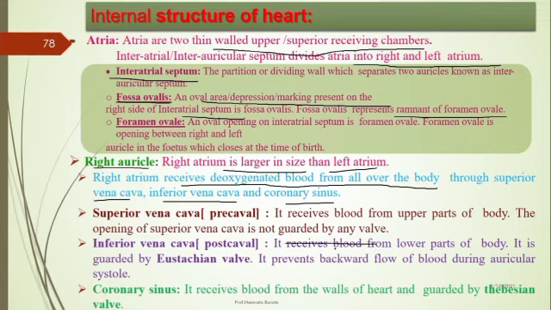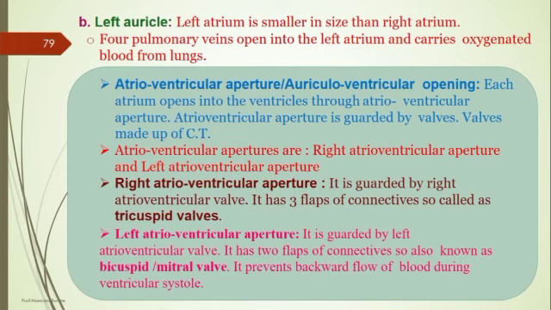The superior vena cava is not guarded by any valve. The inferior vena cava is guarded by the Eustachian valve. It receives the deoxygenated blood from the inferior or lower part of the body, and it prevents the backward flow of blood during the atrial systole. The coronary sinus receives the blood from the wall of the heart, and it is guarded by the Thebesian valve.